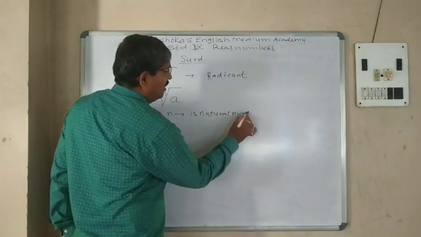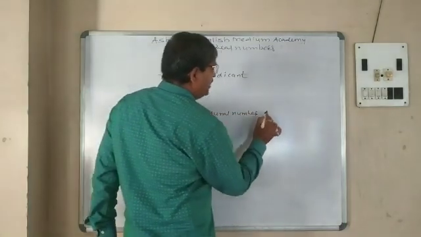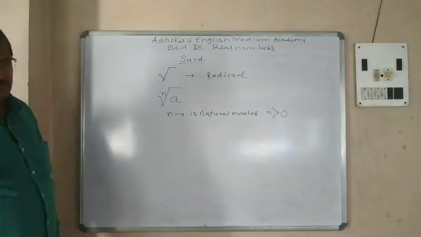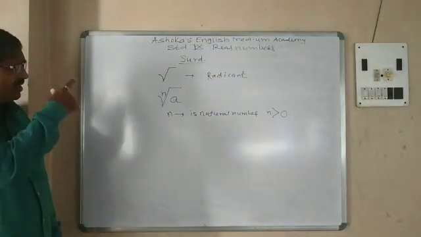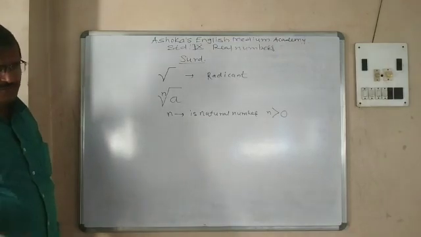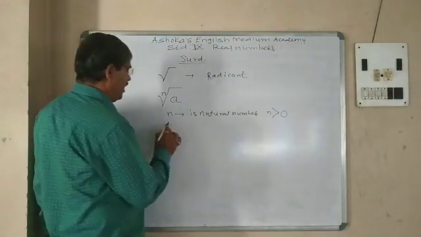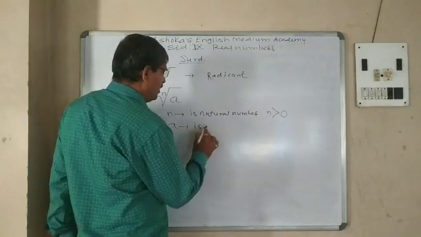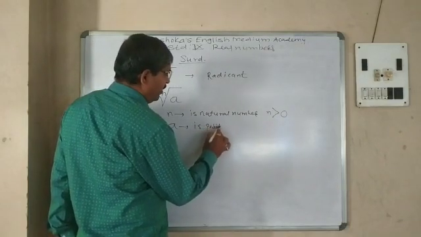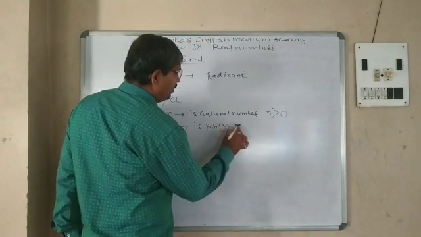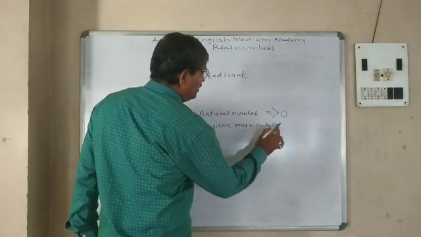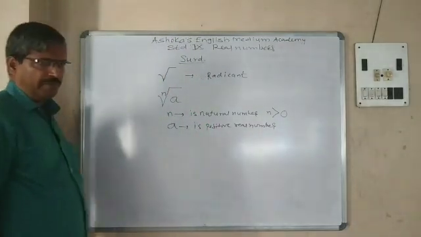n is a natural number. It means n is greater than 0. Natural numbers are always positive numbers. So that is one natural number, and a natural number is positive. a is a positive real number.